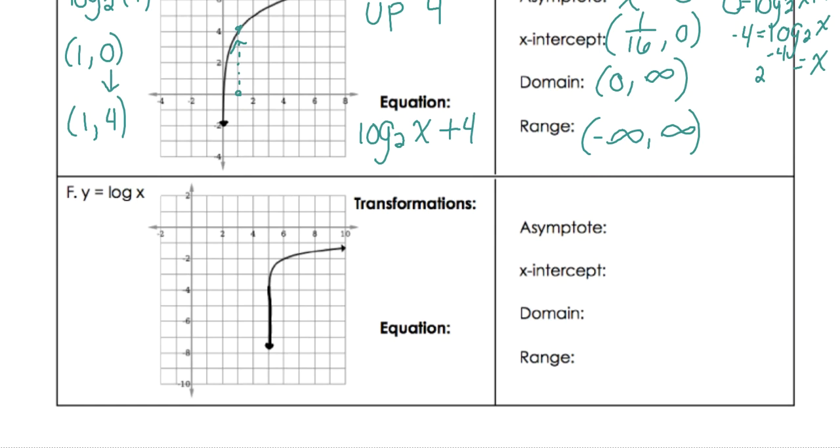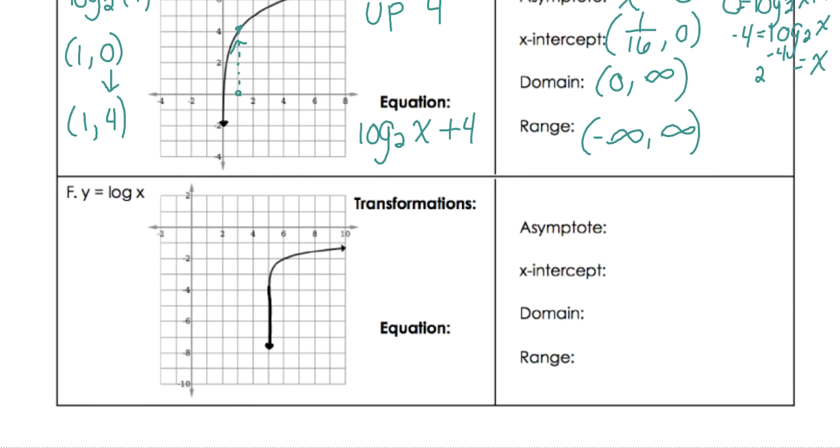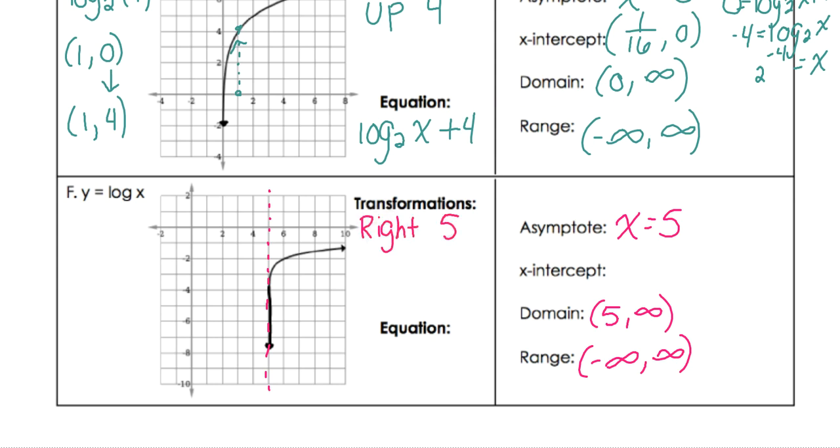All right, let's look at one last example here. In this function, we have the parent function log of x, and we have our graph going on here. I can see from my graph that my asymptote appears to be at 5. That means my domain is 5 to infinity, and my range, of course, is negative infinity to positive infinity. I know from that asymptote that it has translated right 5. So we're going to use that to help us here.